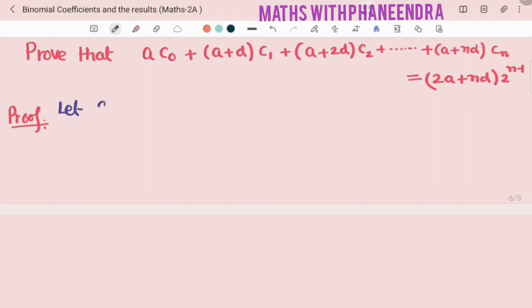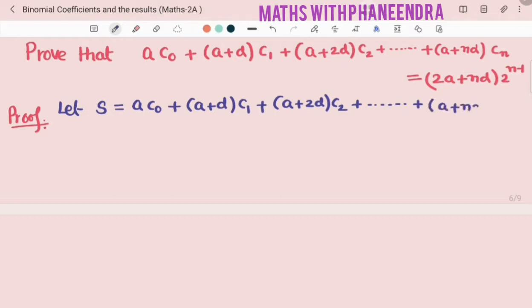Let S is equal to a C0 plus (a plus d) C1 plus (a plus 2d) into C2 plus and so on (a plus nd) Cn. You put that as equation number 1, and you write the series S in the reverse order.